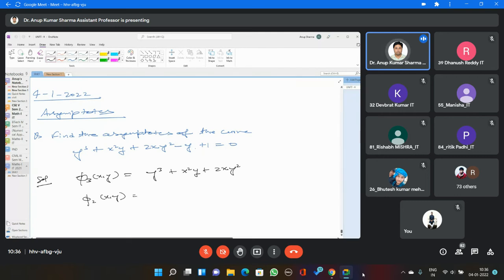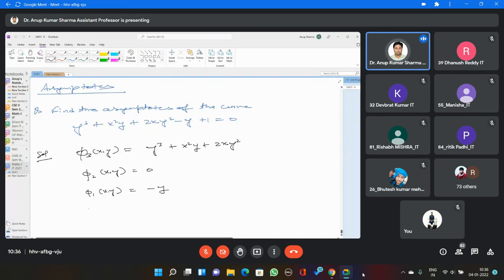After 3 there is 2, so there is no term there, so that means 0. Phi 1 of xy is equal to x minus y. Okay, so that's what is required. If you want to write phi 0 of xy it is equal to 1, but in this case x and y are not contained, so no need to write this one. Because for constructing the auxiliary equation, we take x is equal to 1 and y is equal to m.